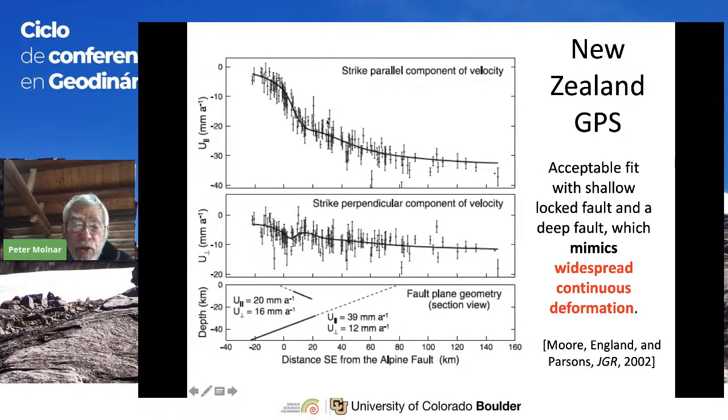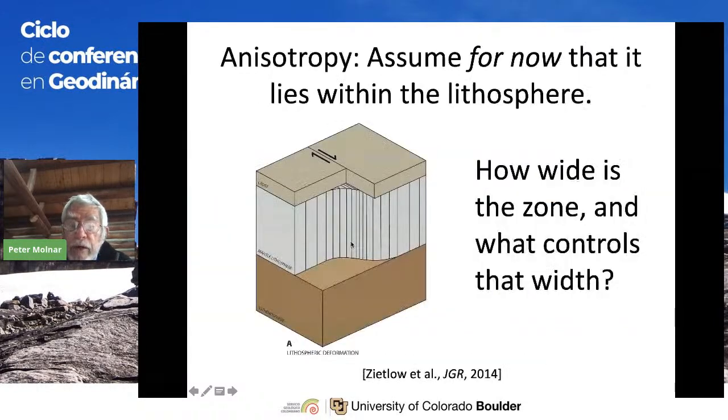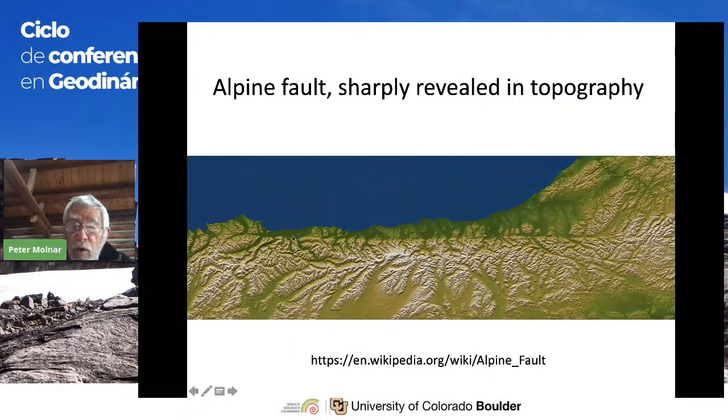Now, I remind you, I'll show this again, the Alpine Fault is very sharply defined. You can see it in the topography. This is topography coming across. The green is low elevation. The blue, of course, is the ocean itself. So the higher elevation, the higher mountains are in here. But it's a very sharply defined fault, no question about it.